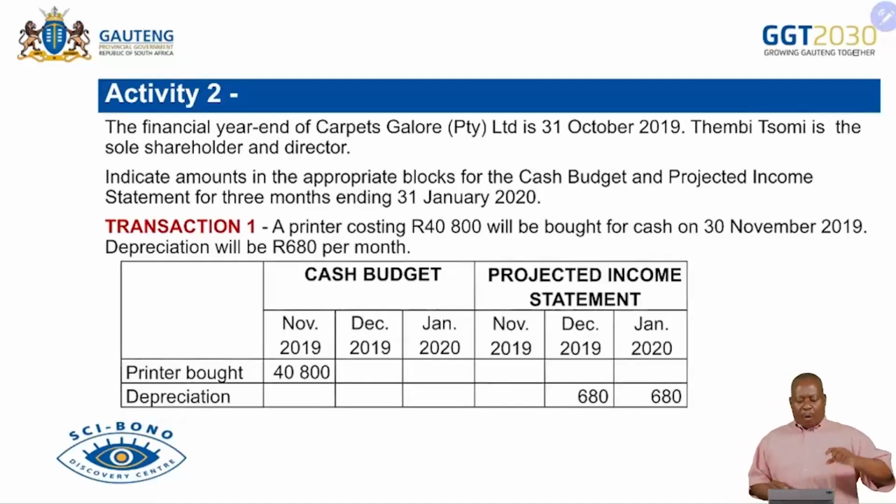But now, where is the amount going to appear in the cash budget? Only in November, because the payment was done on 30 November. Was the payment done in December again? No. Was it done in January? No. But when it comes to the depreciation, where is it going to appear? Remember, the asset was bought on 30 November. So it means it was never used in November. So it means the expense starts in December, January going forward.